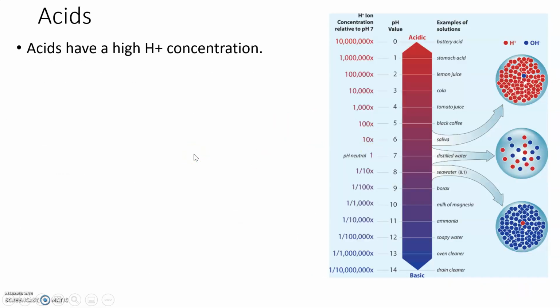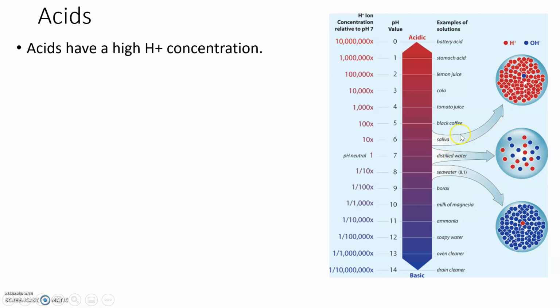So a quick aside here on acids. Acids have a high hydrogen ion, that's H plus, concentration, and we see that here. In normal old distilled water, pH is 7, that's the midpoint. We have just a few red ions, that's the H pluses, and just a few blue, that's the OH negatives. That's what makes something basic or alkaline.